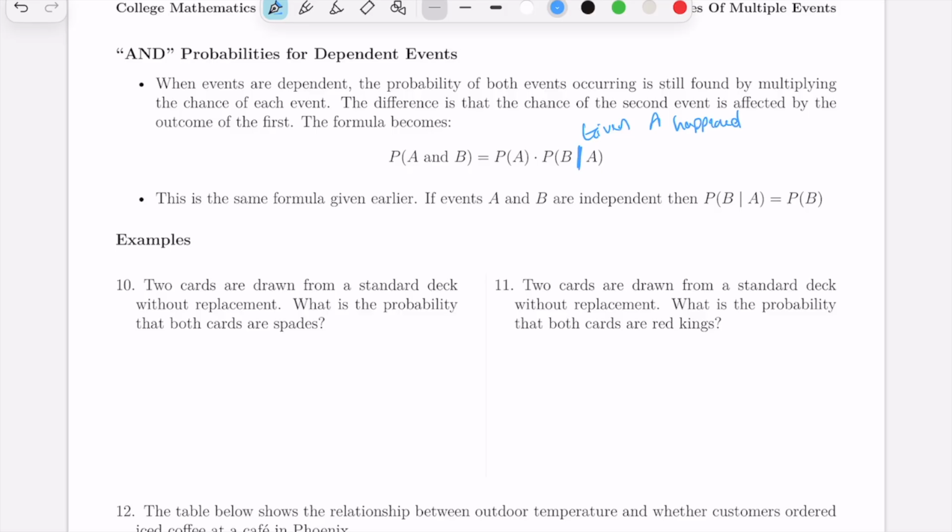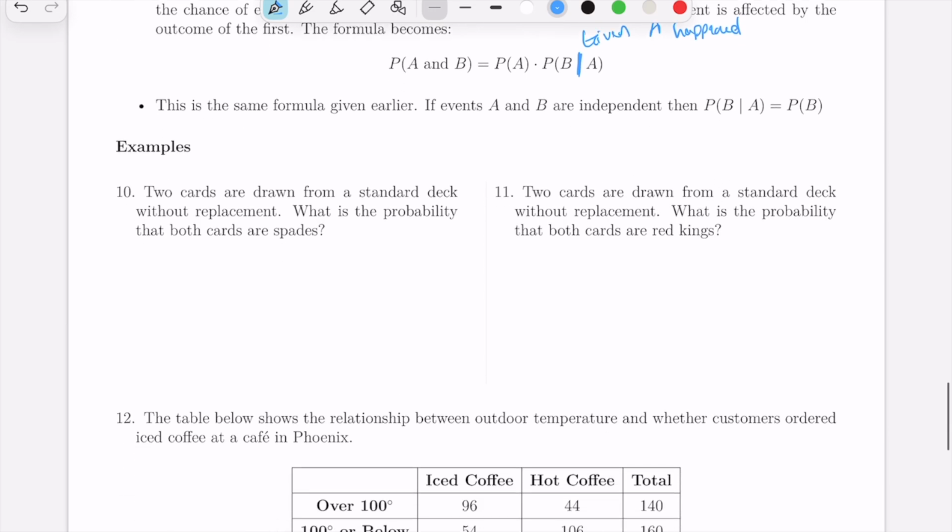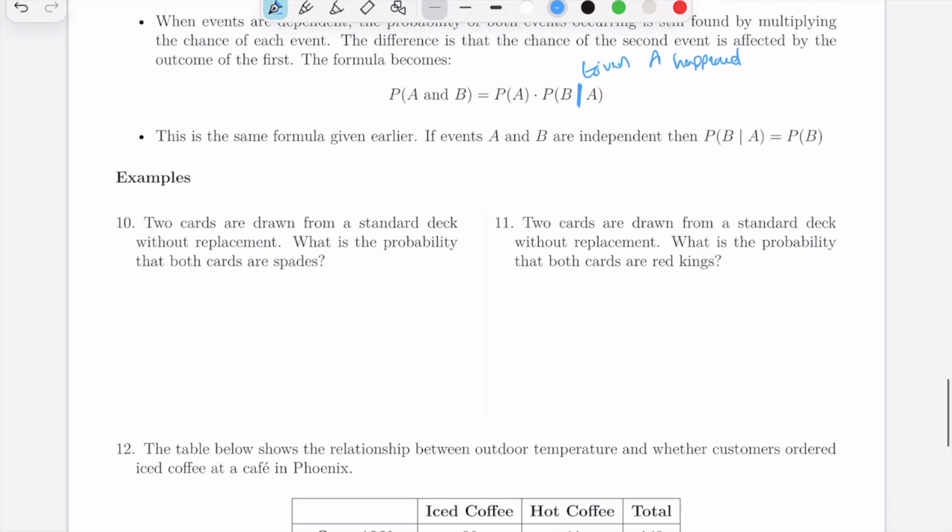This is the same formula from earlier. If the events A and B are independent, then the probability of B given A is just the probability of B, right? If A doesn't affect B, then the probability of B is just B. 2 cards are drawn from a standard deck of cards without replacement. What's the probability that both cards are spades? Okay. Well, hopefully, if you know what's in a deck of cards, but if not, let me bring that back.